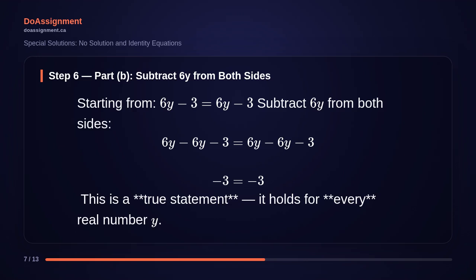Subtract 6y from both sides. The 6y terms cancel on both sides, leaving negative 3 equals negative 3. That is always true, no matter what value y takes.